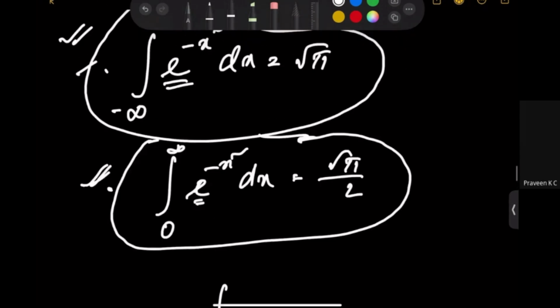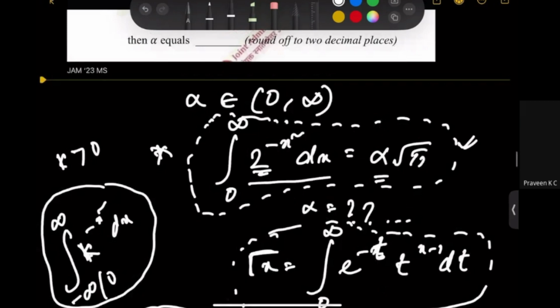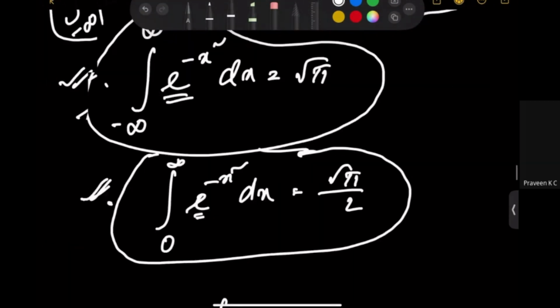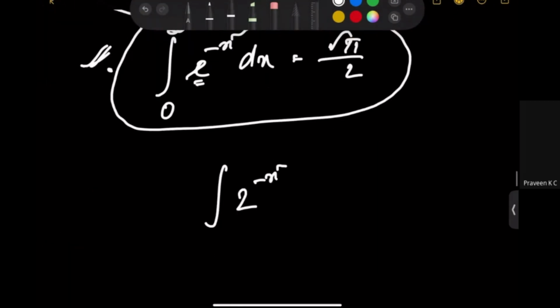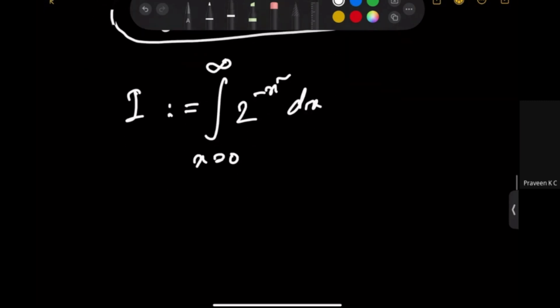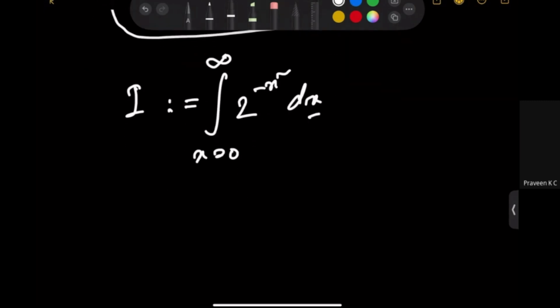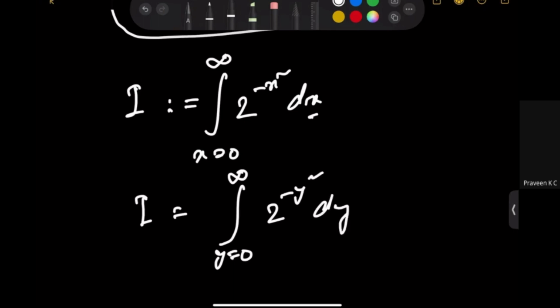suppose you want to find this: 2 to the power minus x squared dx, x going from 0 to infinity. I'll define this integral by I. And x is a dummy variable, so I can replace x by y as well. So I is the integral from 0 to infinity of 2 to the power minus y squared dy.